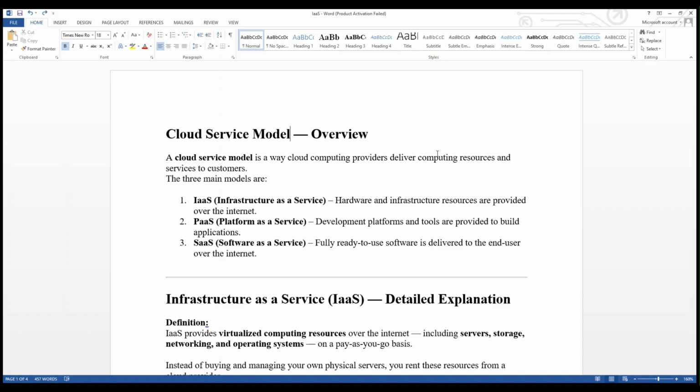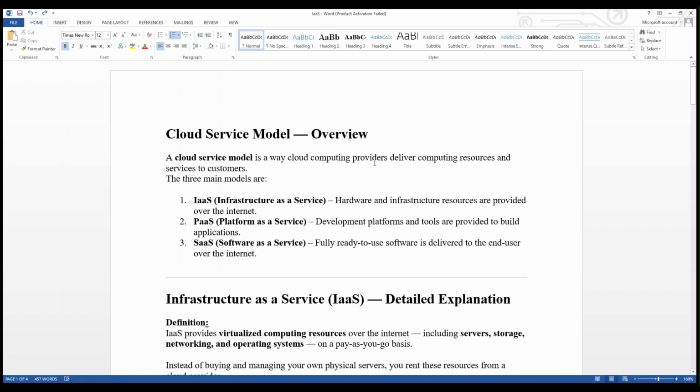There are three main models for cloud service models. First one is the IaaS, infrastructure as a service. Next is the PaaS, platform as a service, and third one is the SaaS, software as a service. So in this video, we will talk about infrastructure as a service, IaaS. So what is it actually, friend? Whenever we talk about infrastructure, basically we are talking about hardware.